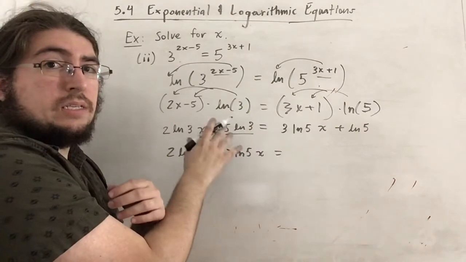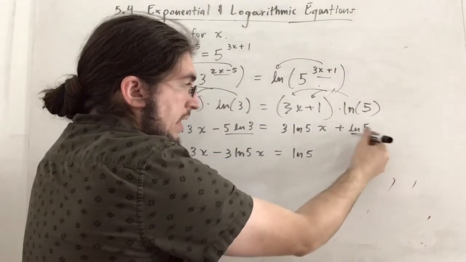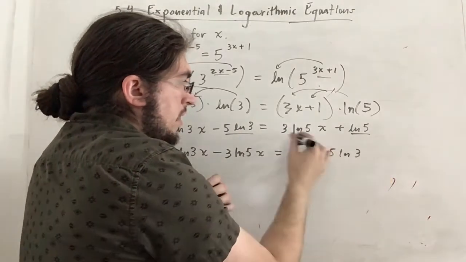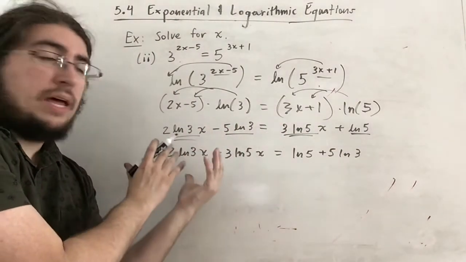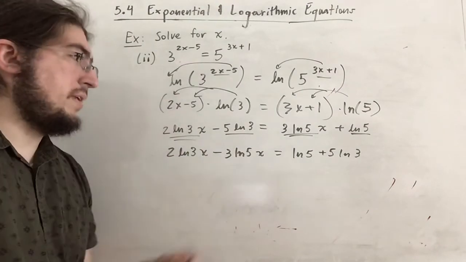This term that does not involve x, I'm going to add to this side. So I'm going to get ln of 5, that guy, plus 5 ln of 3. So just to understand what I'm doing here, I'm double underlining everything I move to the left, and single underlining everything that I keep on the right and move to the right.